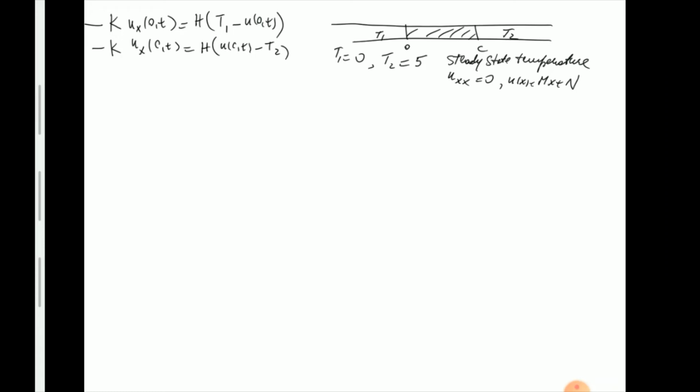So we can drop the t, right? If eventually the temperature doesn't change anymore with respect to time, that means in the steady state the temperature depends on x only as t goes to infinity. So we can rewrite all of these boundary conditions in terms of just u and u_x at 0 and C. We drop the little t, and then we find the constants of integration m and n. Remember that mx plus n comes from integrating u_xx equals 0 twice.